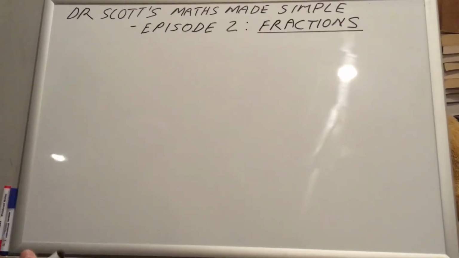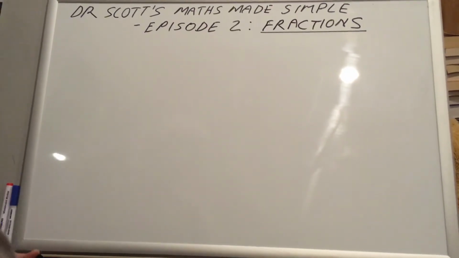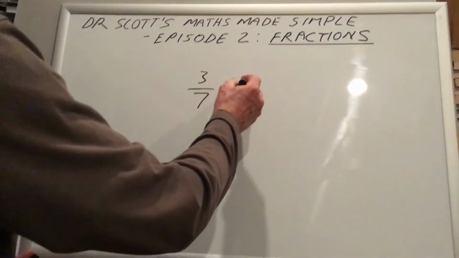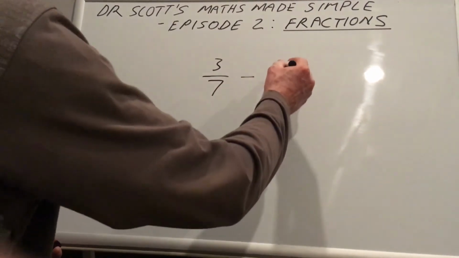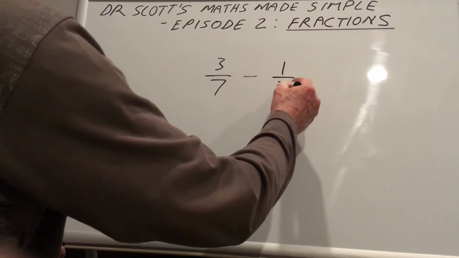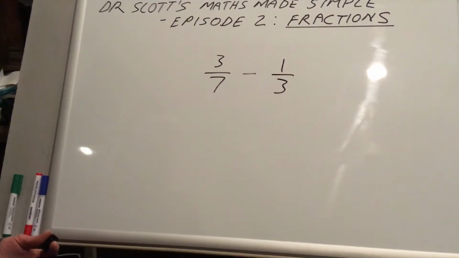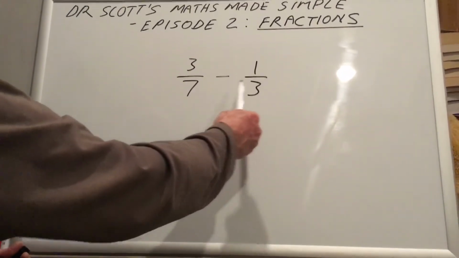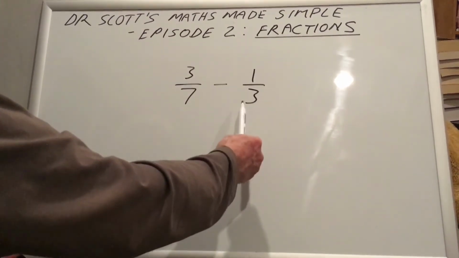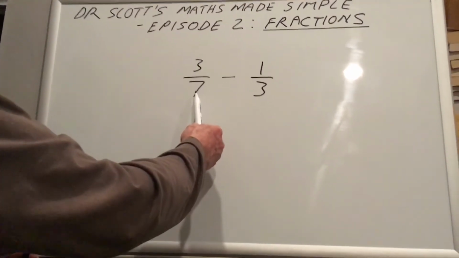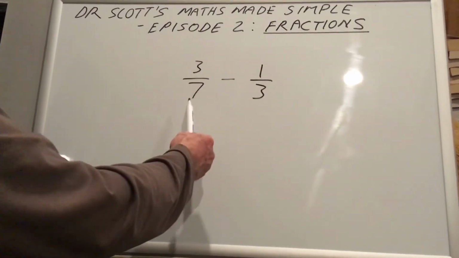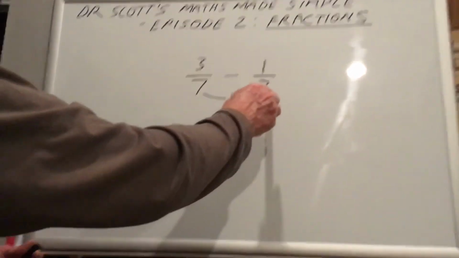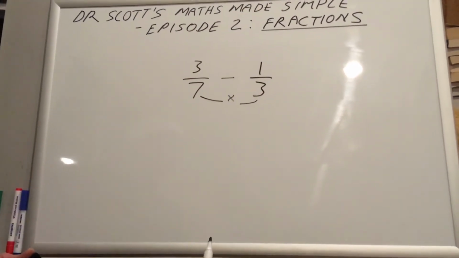But what if those teachers or lecturers give you a curly one? 3/7 minus 1/3. Now, we want the same on the bottom, the same denominator. We've got a 7 and a 3. If we double 7, we get 14. That doesn't help us. However, if we multiply the two denominators together, 3 times 7 is 21.